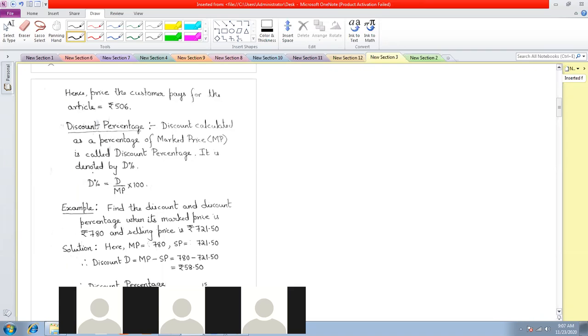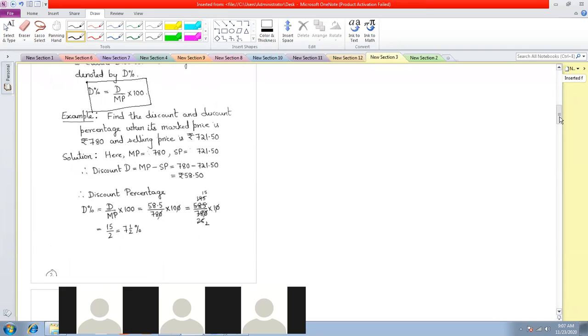So if the discount is given to you and if the mark price is given to you, then you can calculate the percentage discount also. Let's see with the help of an example. Find the discount and discount percentage when its mark price is 780 and selling price is 721.5. You need to find the discount, and how much percentage of price has been reduced.